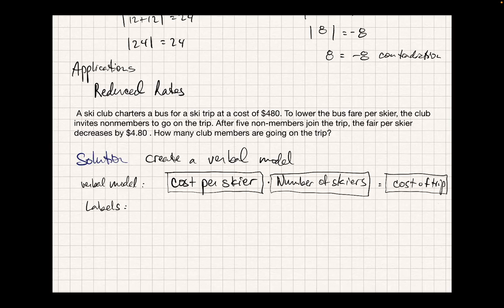So my first step is to create a verbal model, and then I'm going to assign labels. 480 over X. Oh, I see.